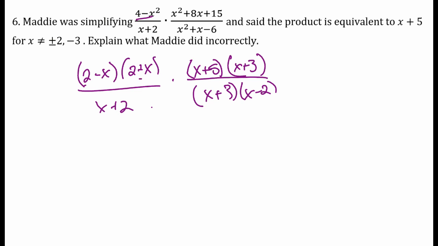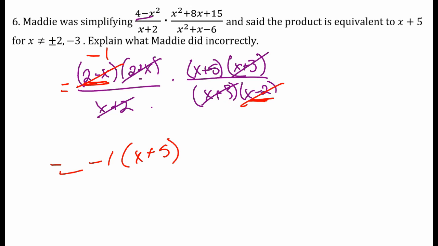So now we can start simplifying. x plus 3 and x plus 3 divide to 1. Notice that 2 plus x is really x plus 2 because addition is commutative. x plus 2 and 2 plus x are really the same thing, so they divide to 1. But I have a 2 minus x and an x minus 2. Subtraction is not commutative. They divide each other out but leave behind a factor of negative 1. So when I multiply across the top, I have negative 1 times x plus 5.